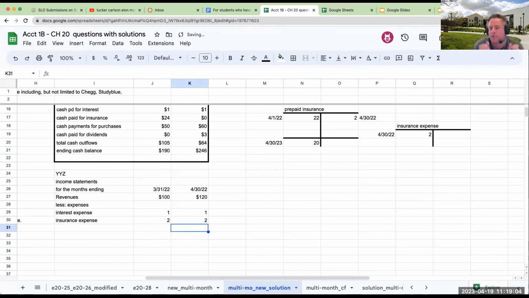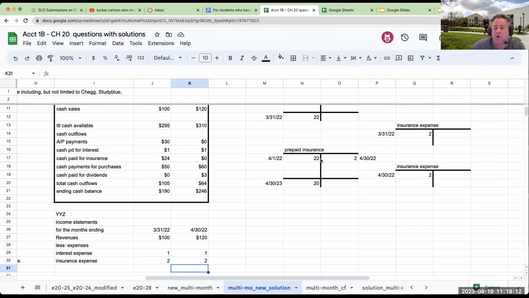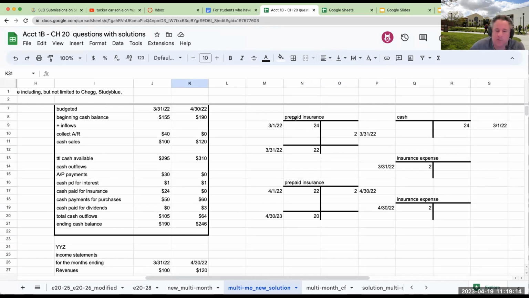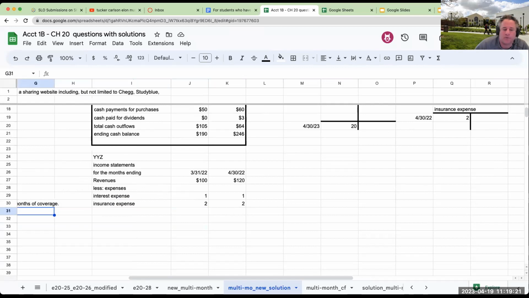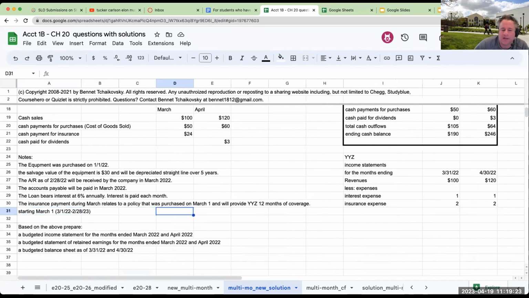Why did I go through and just take all these T accounts? Why am I going through and sharing this with you? It's because we're going to be asked to do a balance sheet. When we're asked to do a balance sheet, we're going to have to go through and show these amounts happening. Okay, let's go through and take a look over here at the next one.